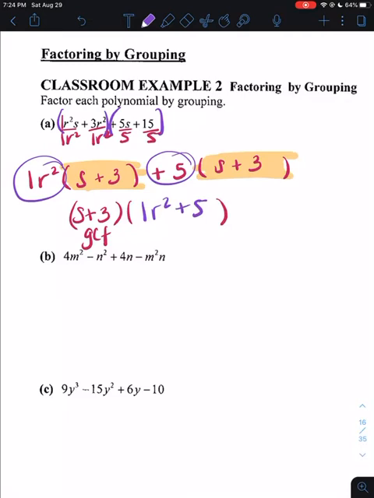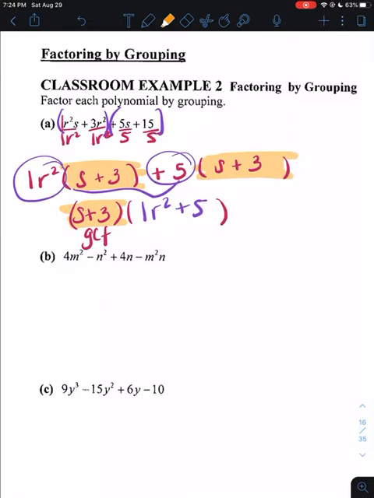So the first parentheses is the yellow stuff. The second parentheses is the 1r squared and the 15. So like that's the GCF from the previous step. It doesn't matter which order you put your parentheses in, but I normally just put that yellow stuff in parentheses first, because that's your greatest common factor. That's technically what you're dealing with.